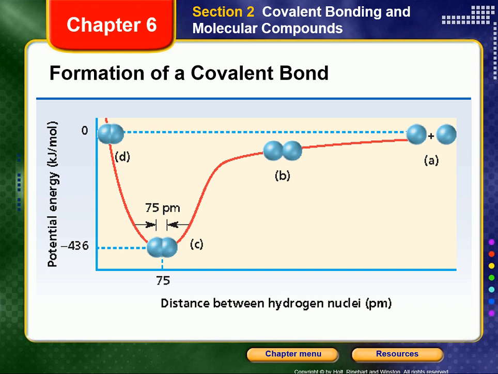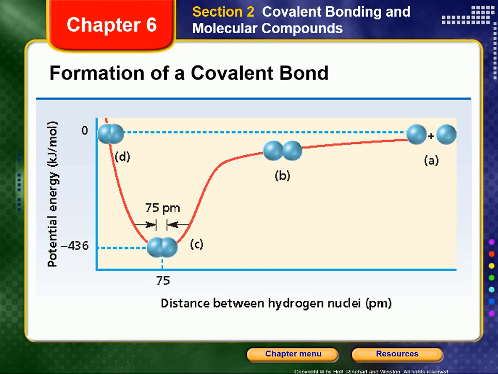At this point, which is represented by the bottom of the valley in the curve, potential energy is at a minimum and a stable hydrogen molecule forms. A closer approach of the atoms, shown in Part D of Figure 6-5, results in a sharp rise in potential energy as repulsion becomes increasingly greater at that distance. Characteristics of a covalent bond.